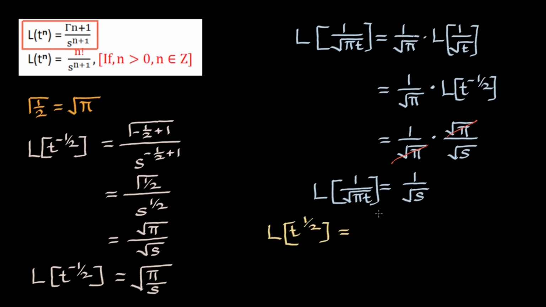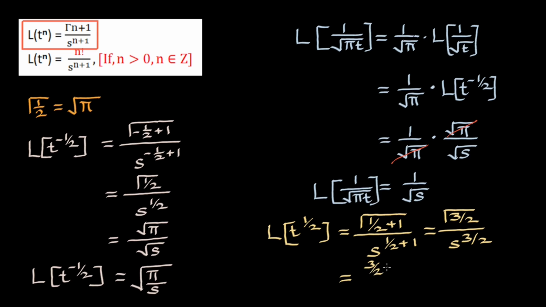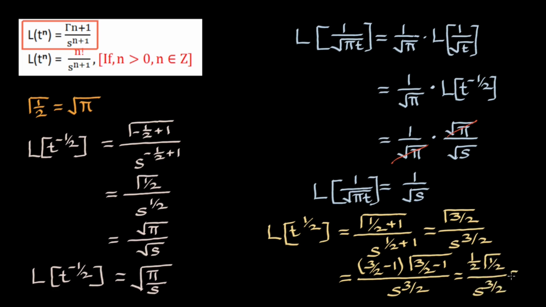and Laplace transform of t raised to half will be gamma of half plus 1 upon s raised to half plus 1, which is gamma 3 upon 2 upon s raised to 3 upon 2, which is, by rules of gamma function, gamma of 3 upon 2 minus 1 plus 1 upon s raised to 3 upon 2, which is half gamma half upon s raised to 3 upon 2, which will be, for gamma half we write square root of pi upon 2 s raised to 3 upon 2.